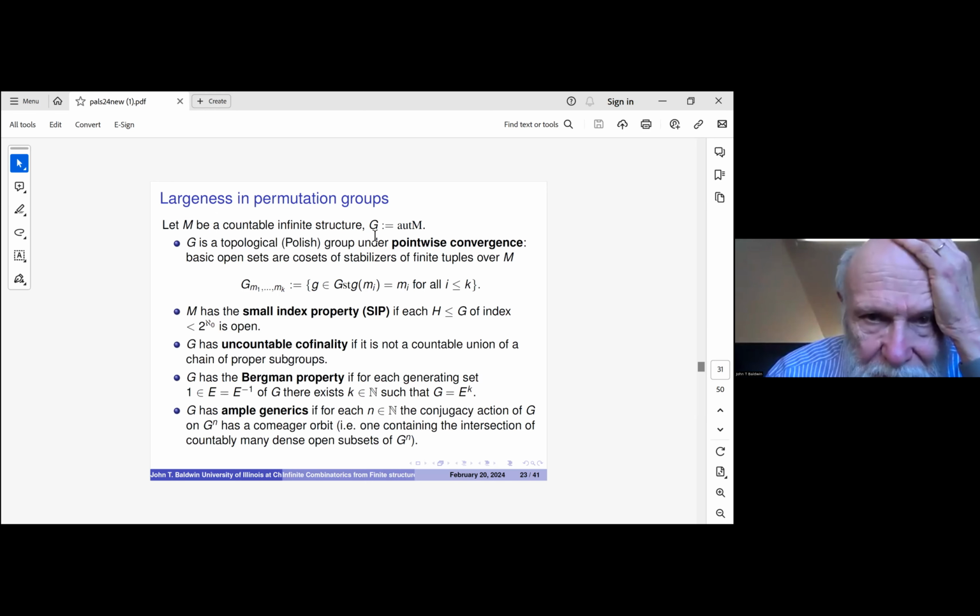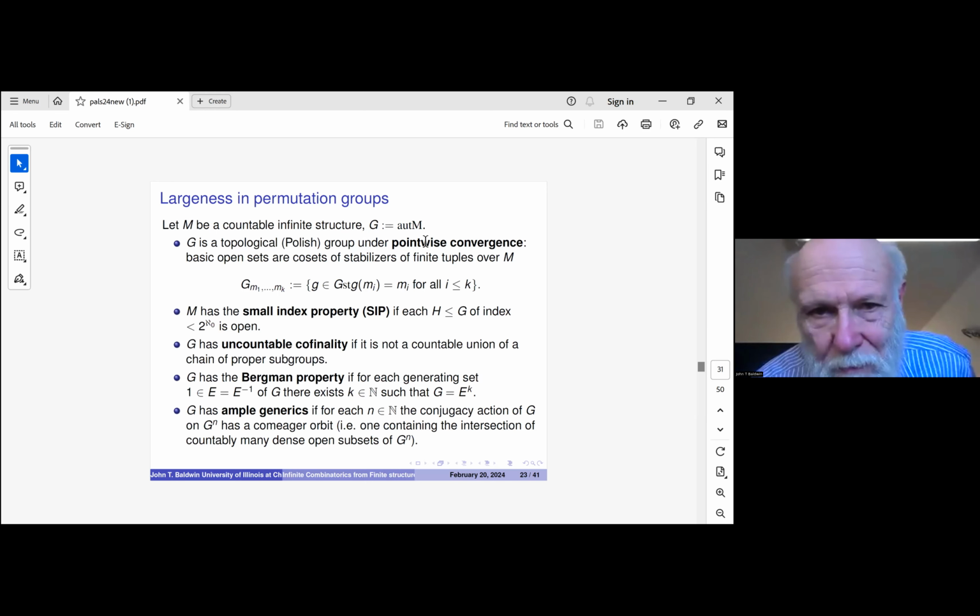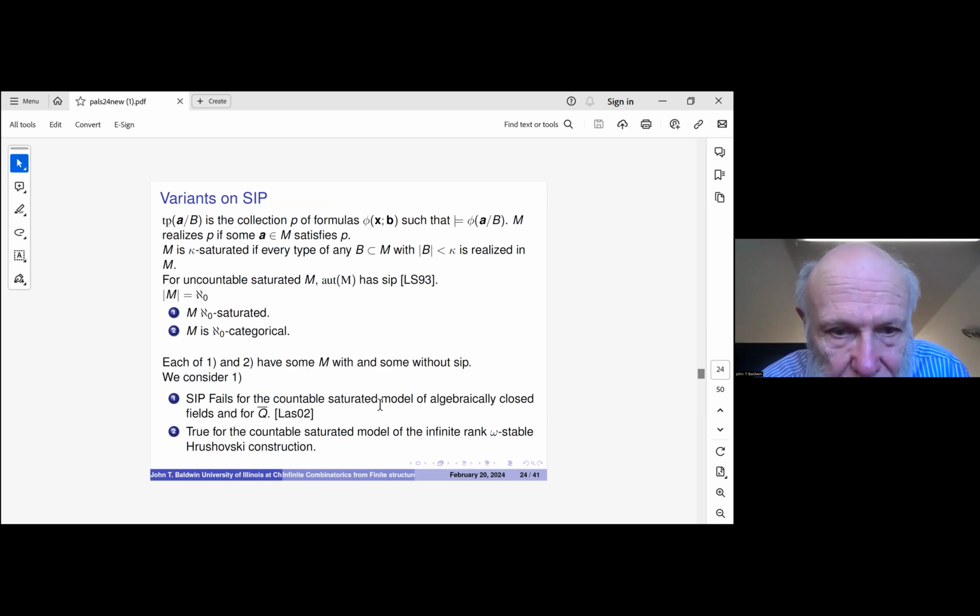Now, here we have M as a countably infinite structure, and G is the automorphism group of M. G is a topological Polish group under the pointwise convergence, that is, basic open sets are cosets of stabilizers of finite tuples. And the crucial point is M has the small index property if every subgroup of index countable or less than 2 to the aleph 0 is open. These turn out to be equivalent. And then there are other properties that I'm not going to much deal with, such as uncountable cofinality, if it's not a countable union, and the Bergman property. Again, we aren't going to get into these, so for saving time, I will just go on.